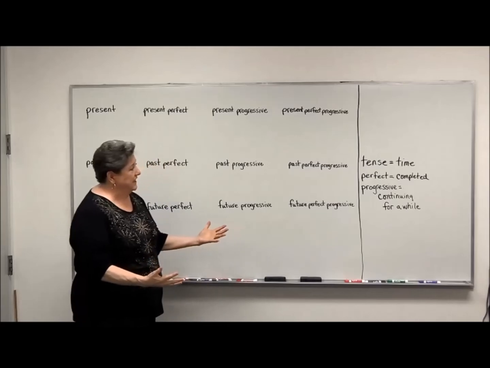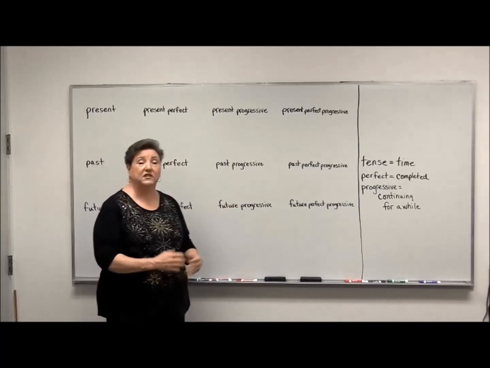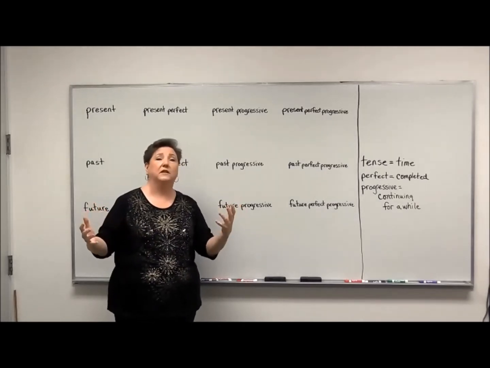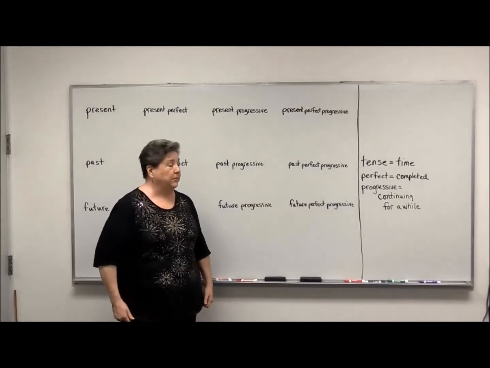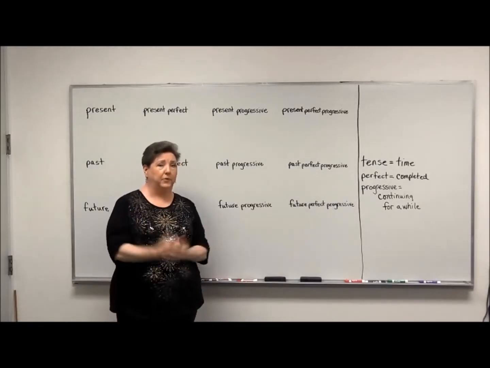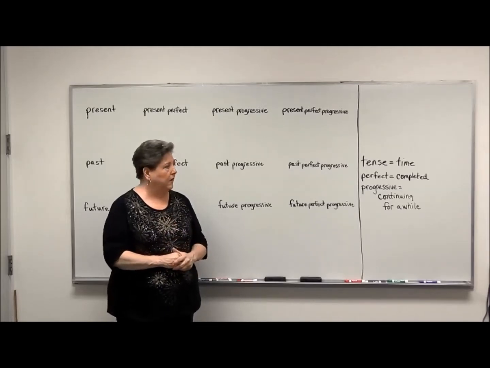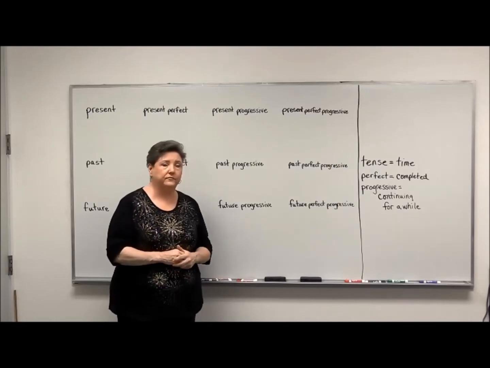So if you want to learn the tenses of English, you need to know those 3 words. Tense means the time of the verb. So when your teachers say verb tense, verb tense, verb tense, now you know what they're talking about. Perfect means completed, done. And progressive means continuing for a while.